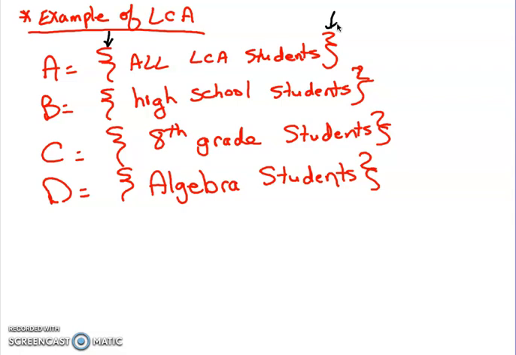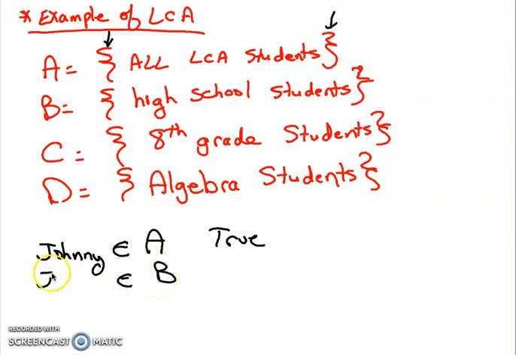So I could ask you certain questions from here. So I could say, is Johnny an element of A? Well, that would be true because Johnny is one of the LCA students. Is Johnny an element of set B? Well, we'd have to look at it. What grade is Johnny in? Is Johnny a high school student? If he is, then this would be a true statement. If Johnny is an elementary student, then this would be a false statement. So we need to know the information about Johnny, but that's how you would look at that.